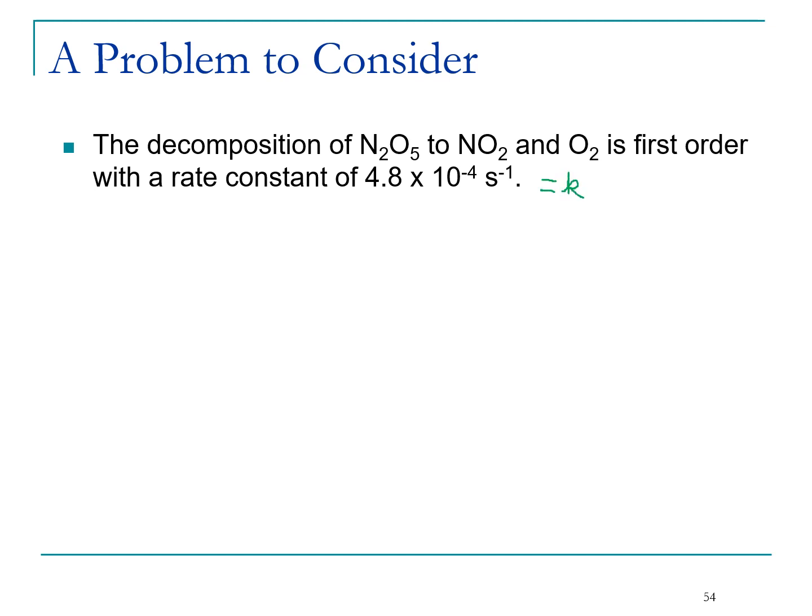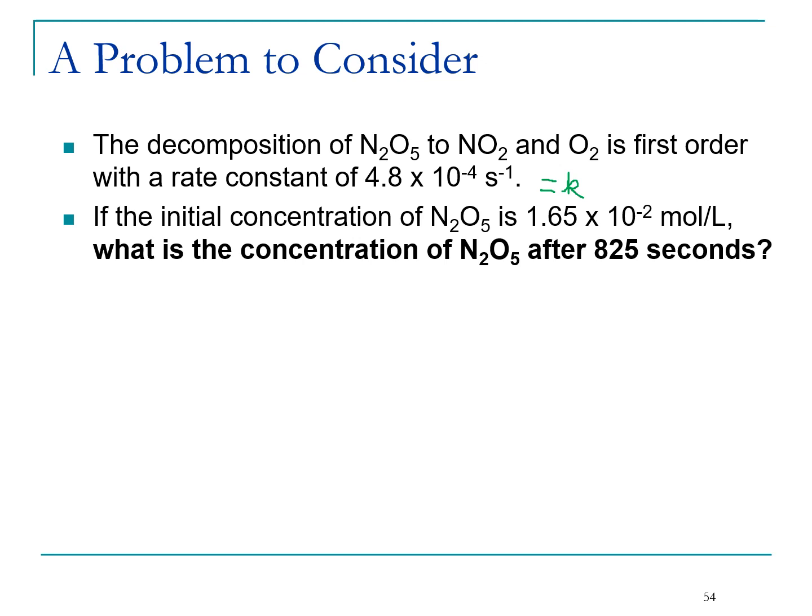And so here's a typical kind of question. If the initial concentration of N2O5 is 1.65 times 10 to the minus 2 molar, or let's write that, 0.0165 molar. So if that's my initial concentration, what is the concentration after 825 seconds? So that's time. And what I'm looking for, what is the concentration? So I'm looking for A at time T, which is 825 seconds.